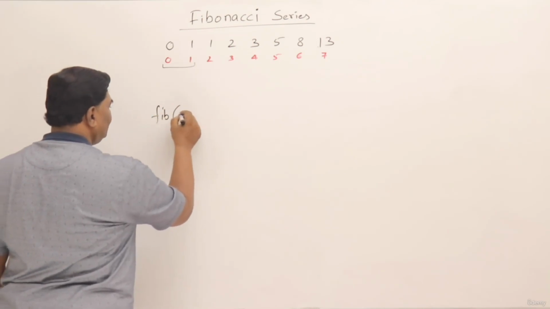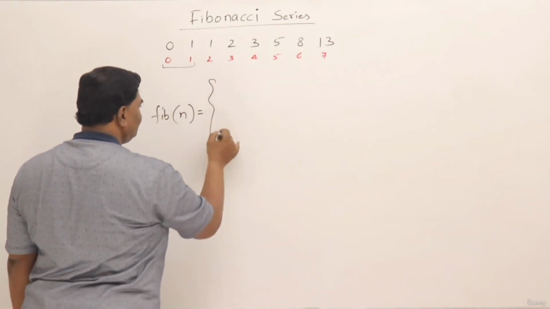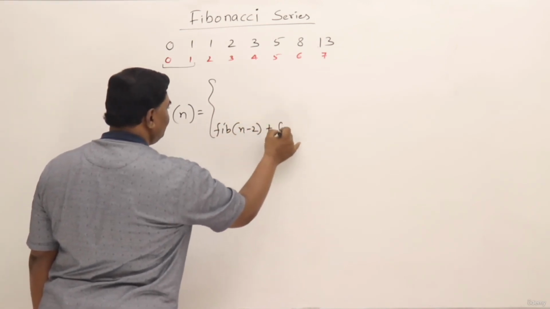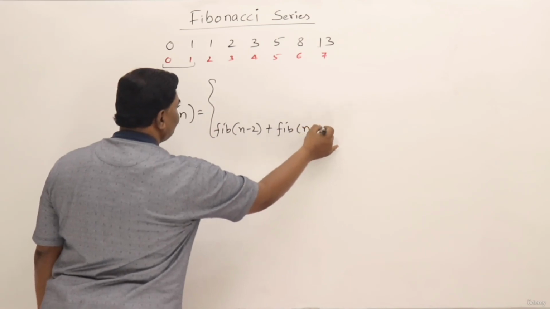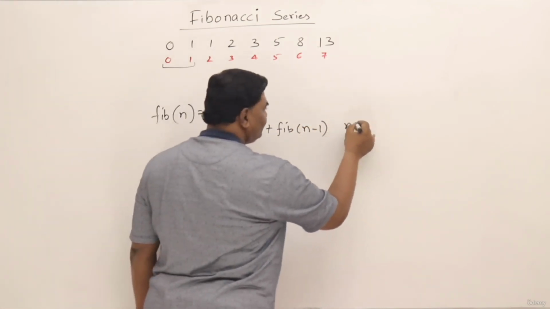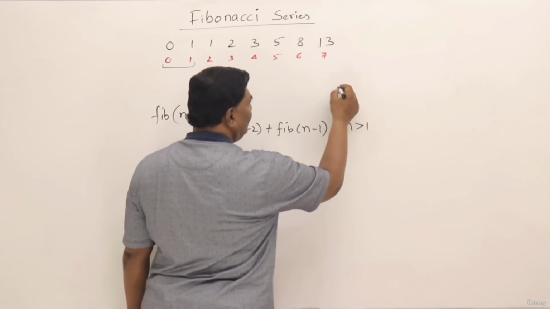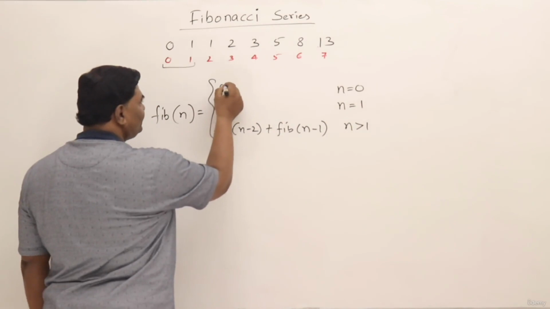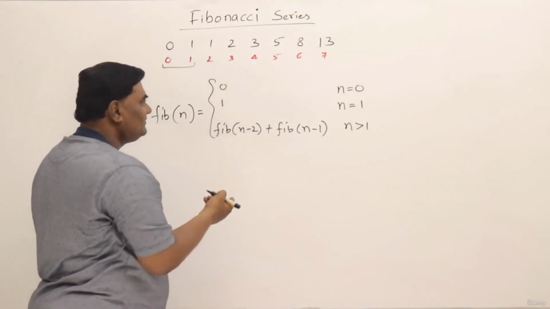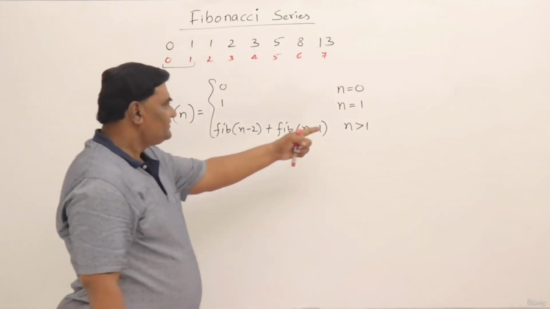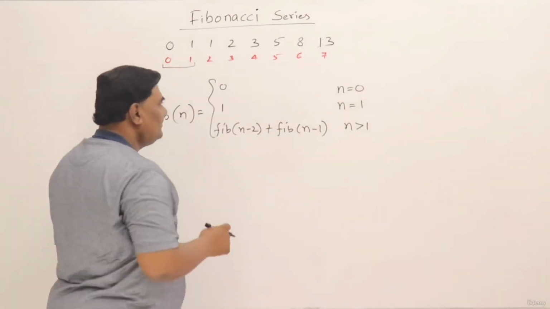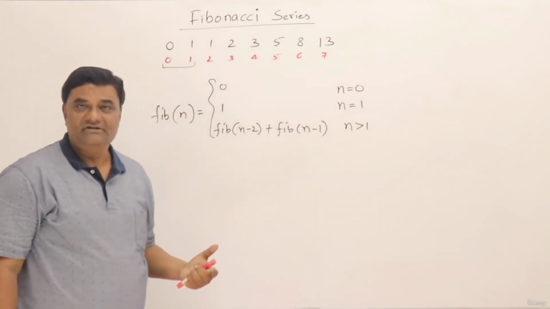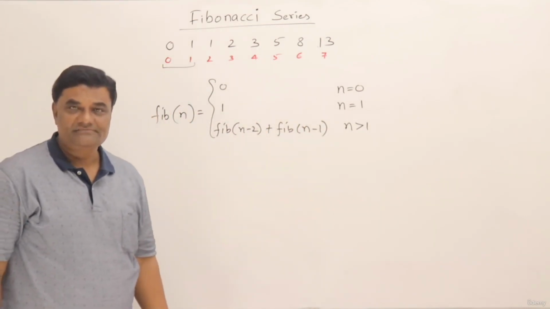Fib of n can be defined as fib of n minus 2 plus fib of n minus 1 when n is greater than 1. If n is 0 or n is 1, then for 0 it is 0, for 1 it is 1. So if n is 0, the value is directly 0. For n equal to 1, the answer is directly 1. Otherwise, add the previous two terms.